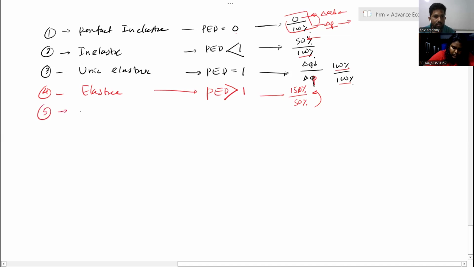Right. Last one. It is perfect elastic. Perfect elastic. PED equal to infinity. PED equal to infinity. Infinity means something like that, okay?